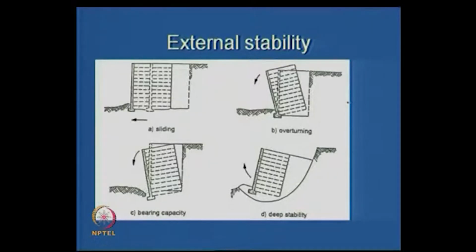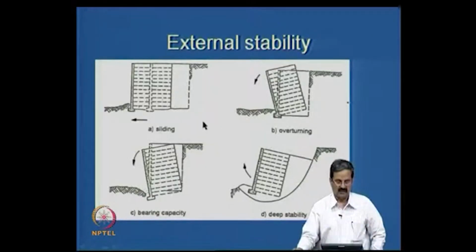So what are the external stability considerations? These are all standard, even for regular retaining walls. We know that we need to design the retaining walls for bearing, overturning, sliding and deep stability. Like the retaining wall, whether it is a reinforced earth wall or any other conventional retaining wall, it should not slide, right? That is one thing. So sliding resistance is important, overturning is also important, then bearing capacity failure should not occur.